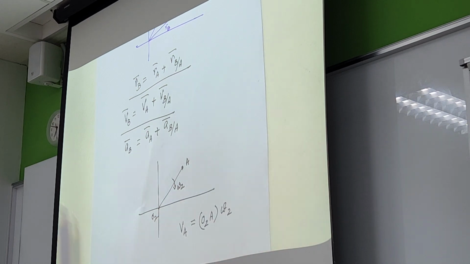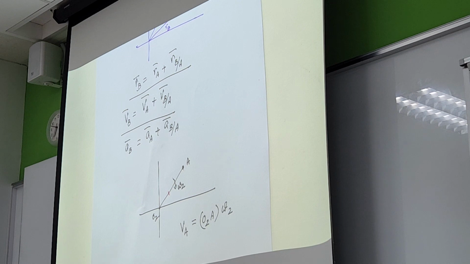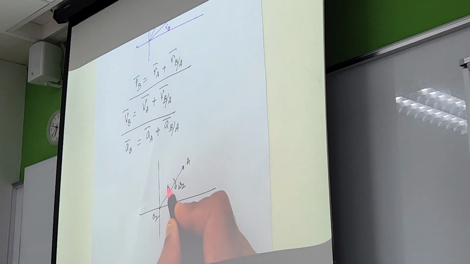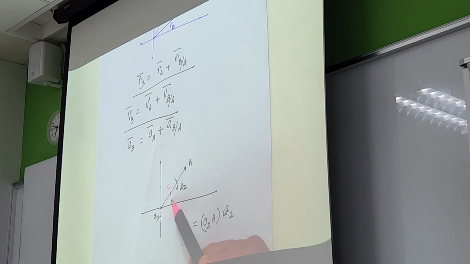Now, I take another point on the link. Let us say I have a point on the link here, and I call it point C. What is the velocity of this point C? Can you calculate the velocity of point C? What will be the velocity of point C?